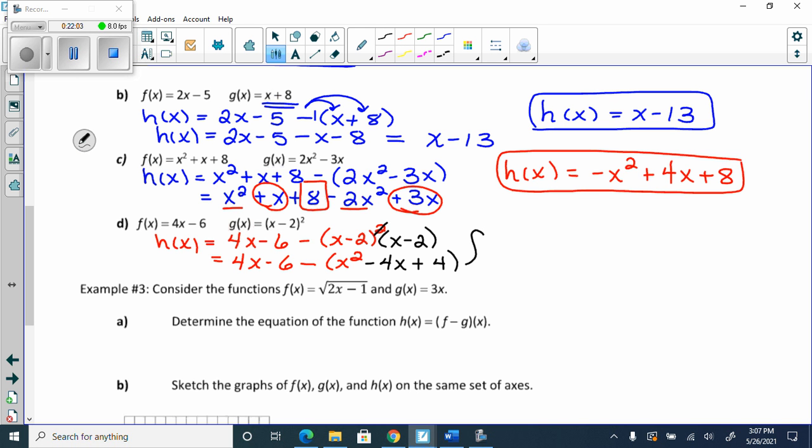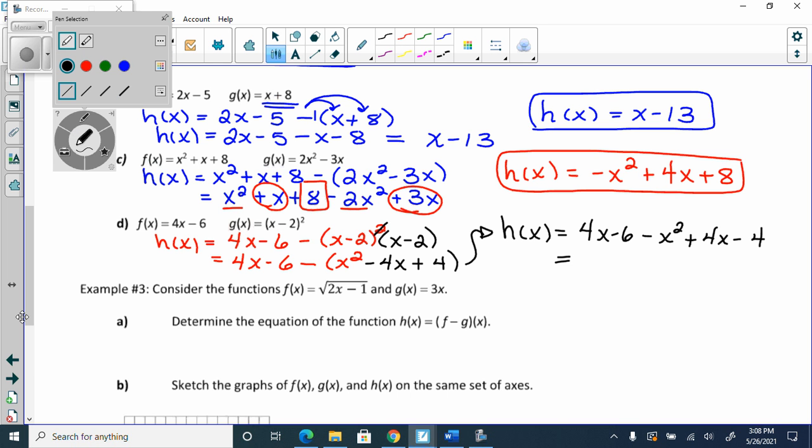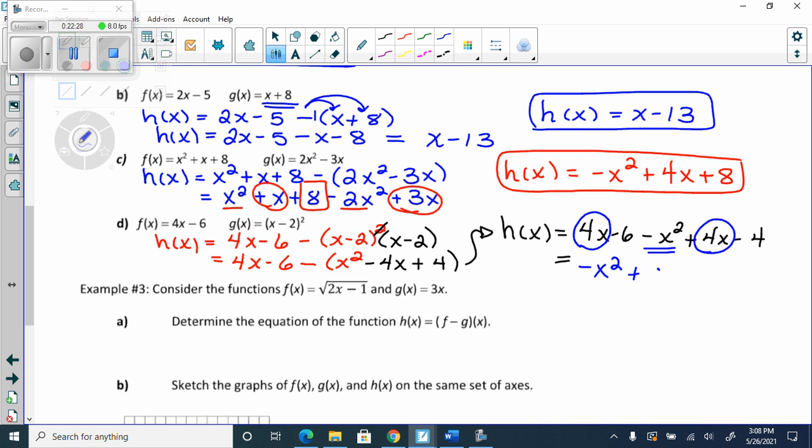So we distribute and we're going to get 4x minus 6 minus x squared plus 4x minus 4. And then what do I do last? Every time, if I can? Yeah, combine like terms. So we get negative x squared plus 4x plus 4x is plus 8x. Minus 6 minus 4 is negative 10.